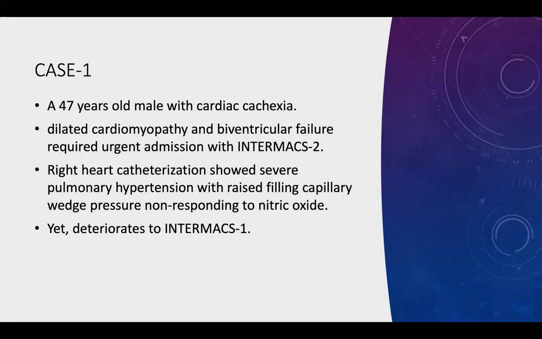This patient has an indication for transplant, and at the same time he has a contraindication for transplant, as the pulmonary vascular resistance is raised due to pulmonary hypertension. I need to get the pulmonary vascular resistance and see if it's reversible with a vasodilator or not.